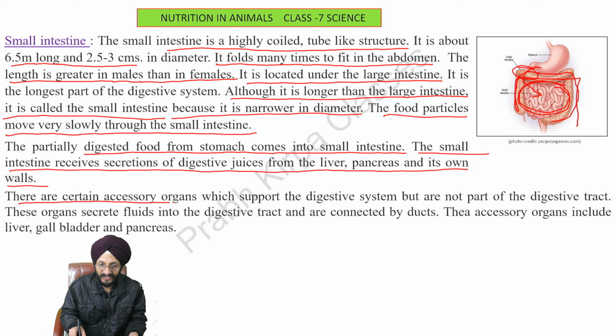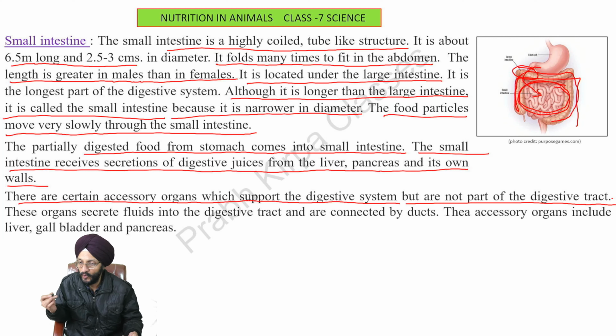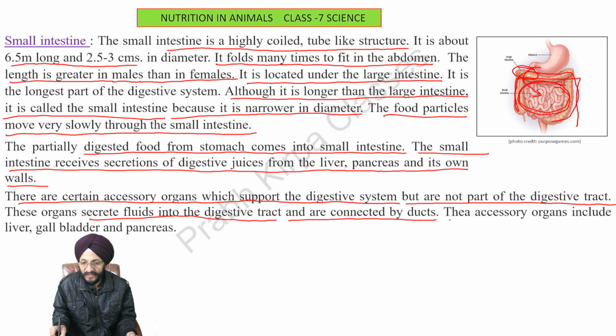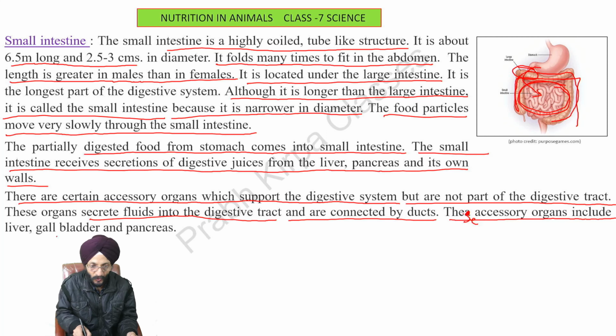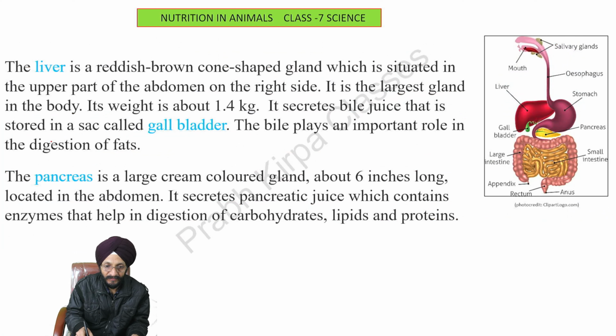There are certain accessory organs which support the digestive system but are not part of the digestive tract or alimentary canal. These organs secrete fluid into the digestive tract and are connected by ducts. These accessory organs include the liver, gallbladder, and pancreas. Now let us see some lines about the liver, gallbladder, and pancreas.